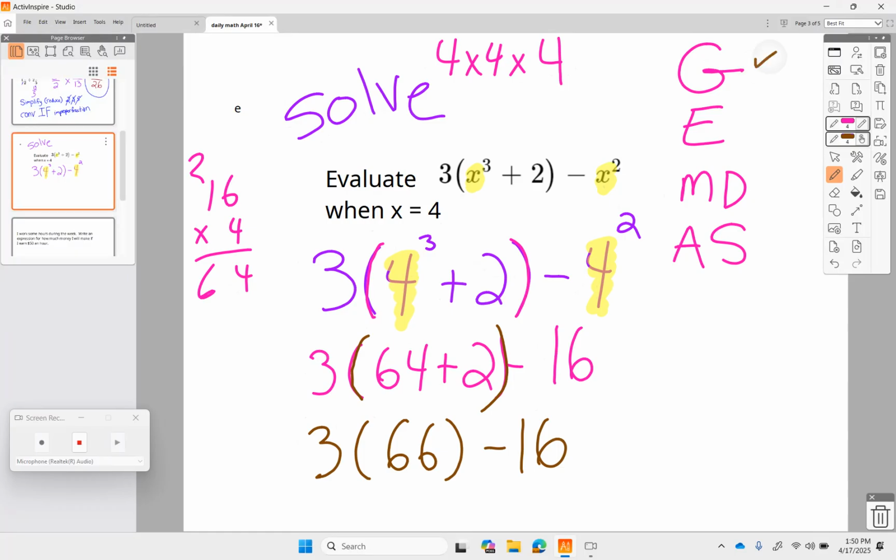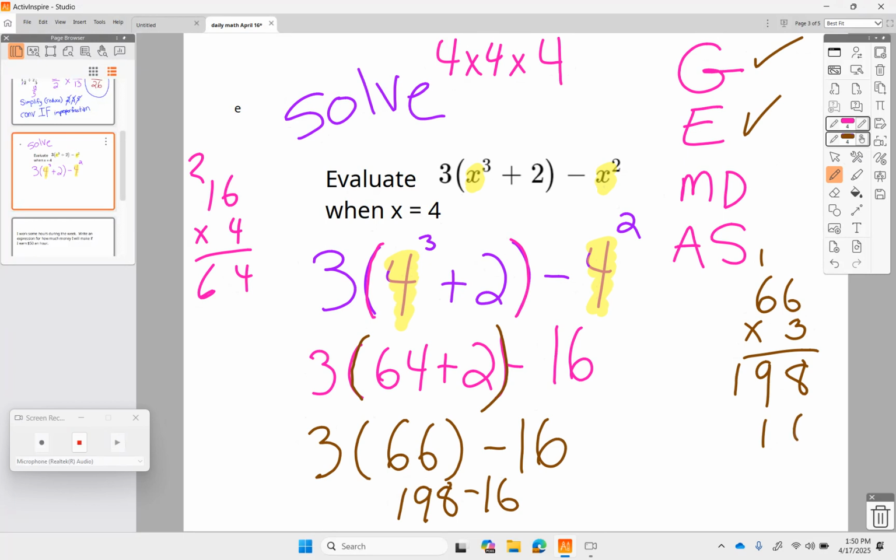I've done my exponents. Next, in this one, I happen to have multiplication. I have to do 66 times 3. This is 198. Again, you may use a calculator for this part. And 198 minus 16 is 182. Do you follow how I got that? Yes. Is it a question about this? Then you're going to have to wait till I finish my video, okay?